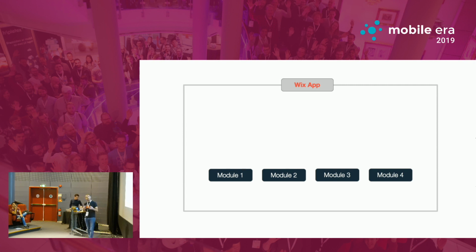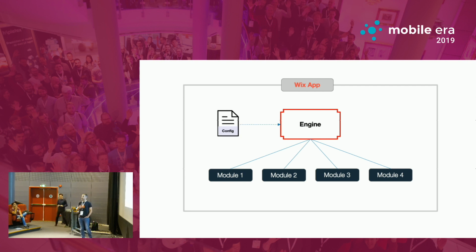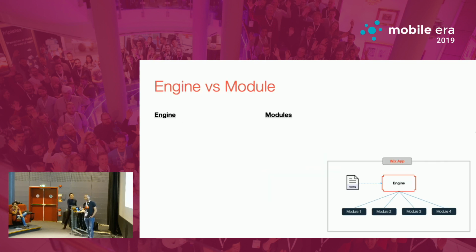But we need something to glue them together. So in our app, we have an entity that we call the engine, which is basically everything that is not in the modules. The engine is loaded with some configuration that tells it which modules to load and how to set them up. So let's see what's inside the engine and what goes to the modules. The engine is the app itself, so it's an entry point. When it starts, it does some internal initializations, and then it loads the modules according to the configuration that we mentioned. It also contains some infra code, which is helpful for the modules.